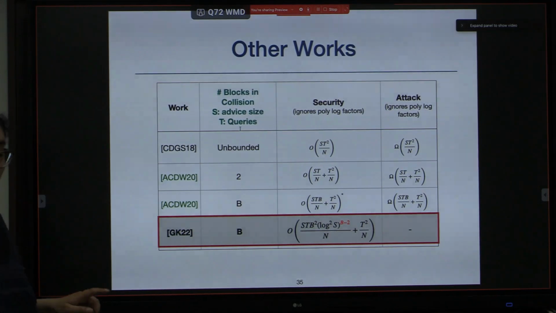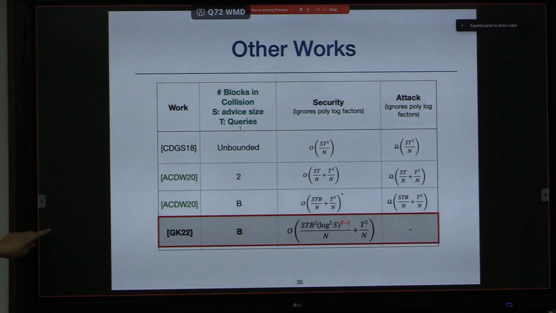There was a follow-up work by Ghoshal et al., which was able to show our conjectured bound of STB over N for constant B. So they got this bound where they had a factor of log square S to the power B. Whenever B is a constant, this would be just a polylog term, and this would be like ST over N. So for constant B, they were able to show that yes, STB over N is the maximum advantage you can get.